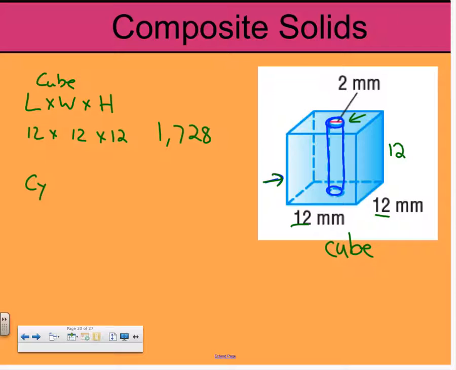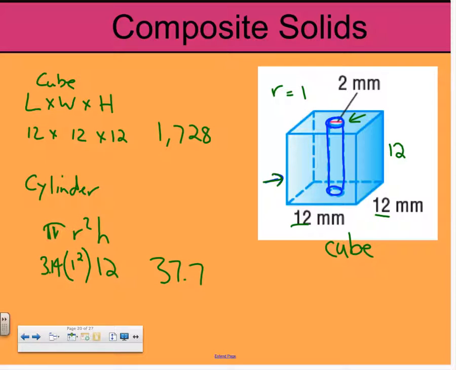Now what about the cylinder? Well, we know that we're going to do pi r squared h. Well, what is h? H is 12. I already know pi is 3.14. What's my radius? Well, they give us the diameter of 2, so I know that my radius equals 1. So that's going to be 1 squared. And if I multiply those together, I get 37.7.